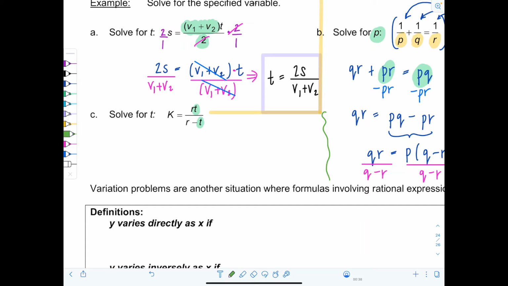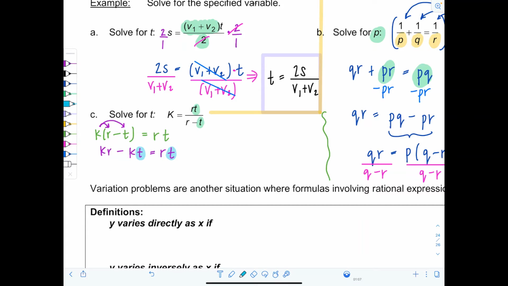So now we have k times r minus t equals r times t. And then let's go ahead and distribute through on the left-hand side. So we have kr minus kt equals rt. Good. Remember which variable we're solving for? We're solving for t. I see one over here and one over here.